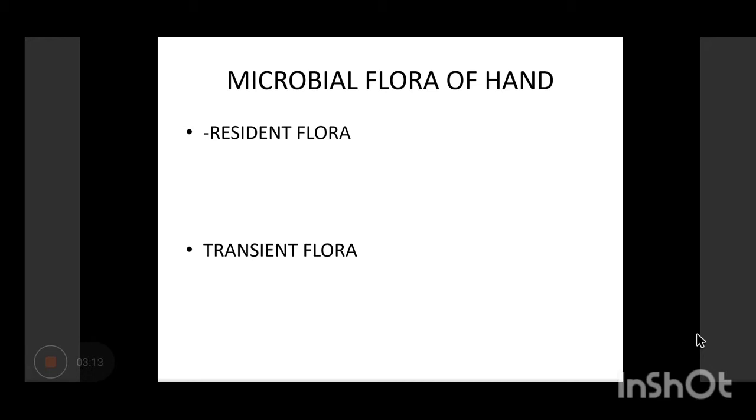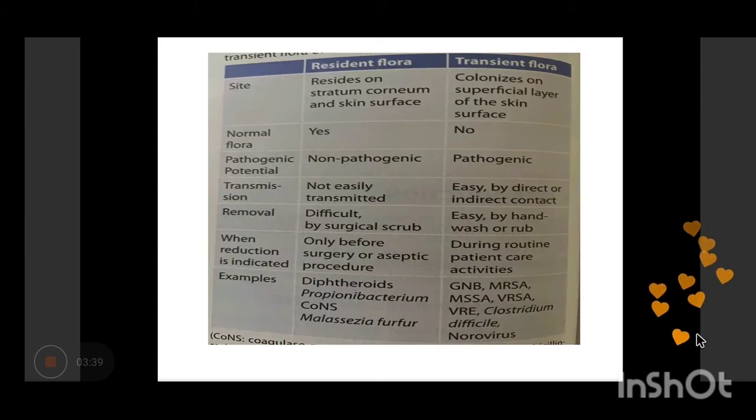Then come to the microbial flora of the hand. There is a resident microbial flora of the hand, and there is a transient flora of the hand. So, what is resident? Resident flora resides in the stratum corneum and also on the surface of skin. They are mostly non-pathogenic, and transient flora colonize the superficial layers of skin and they are pathogenic.